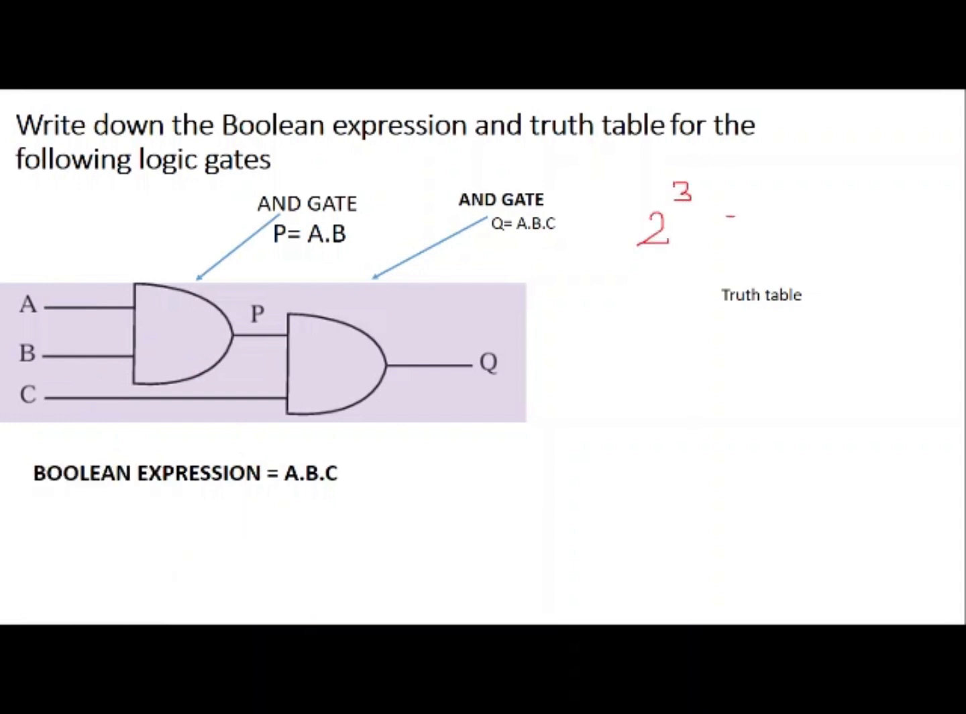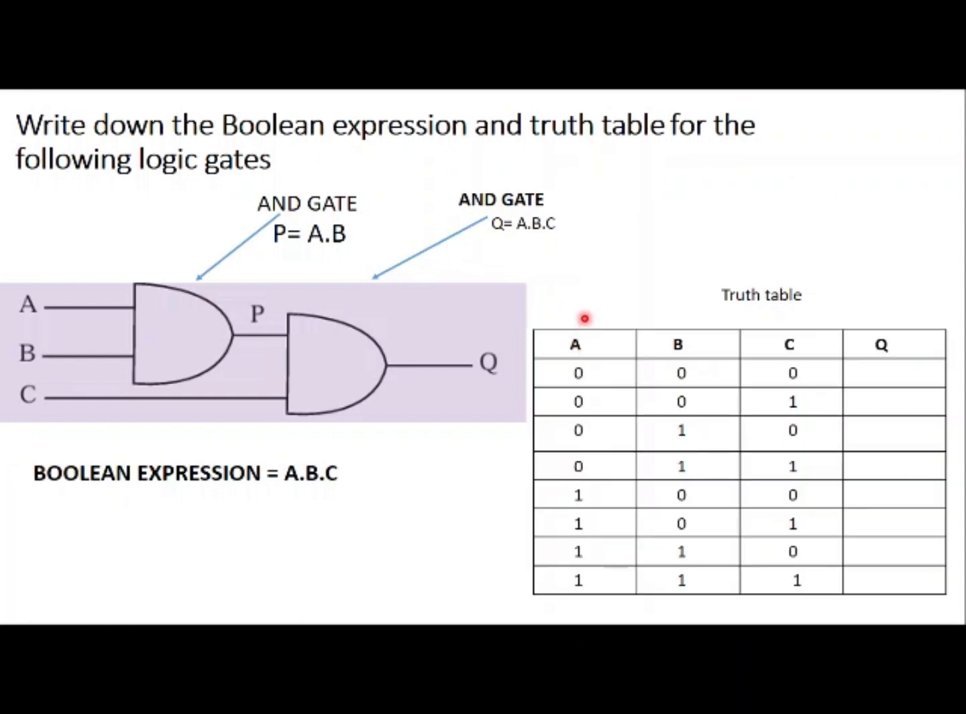So 2 to the power 3 would result in 8. So there would be 8 numbers in the output A column, B column as well as C column. First fill out A, B, C, and then we'll figure out how to find Q.